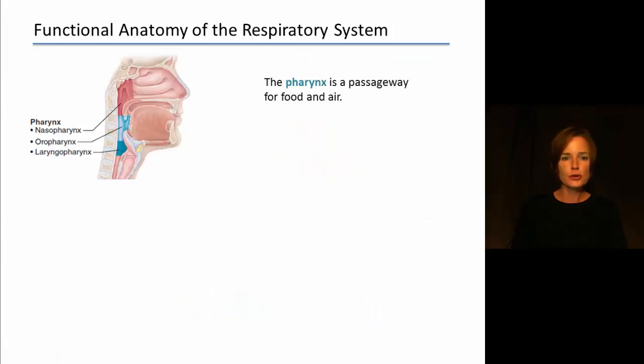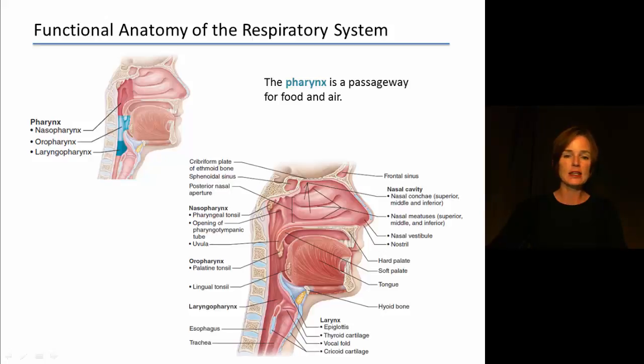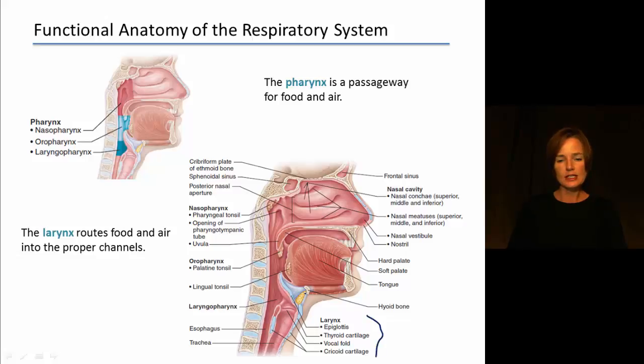Once the air passes the nose, it's going to enter the pharynx. The pharynx is the passageway for food and air. The pharynx is made up of several different parts. So the air is going to come in, flow down the pharynx, and then enter the larynx. The larynx routes food and air into the proper channels. You can see the larynx down here in this image. The larynx has a part called the epiglottis, which is responsible for making sure that we don't get food passing down into the respiratory system. So the epiglottis protects the superior lining of the pharynx.